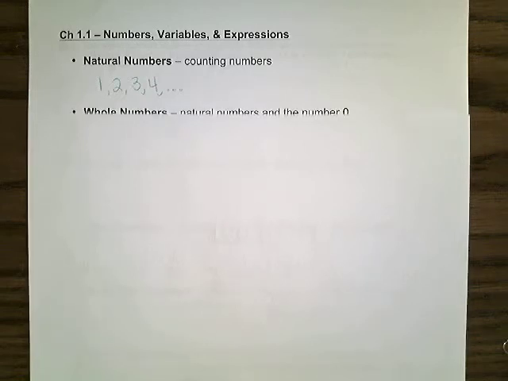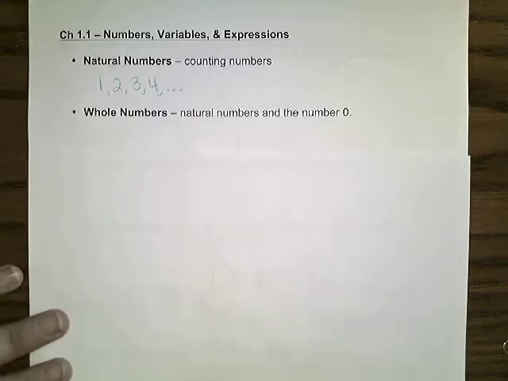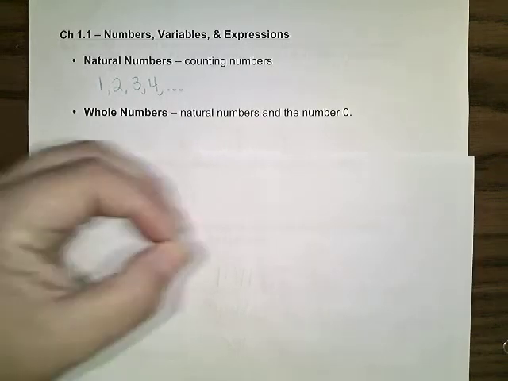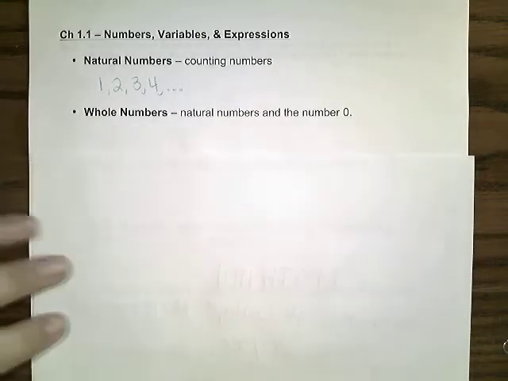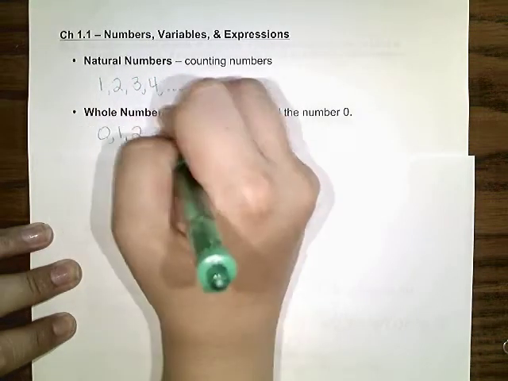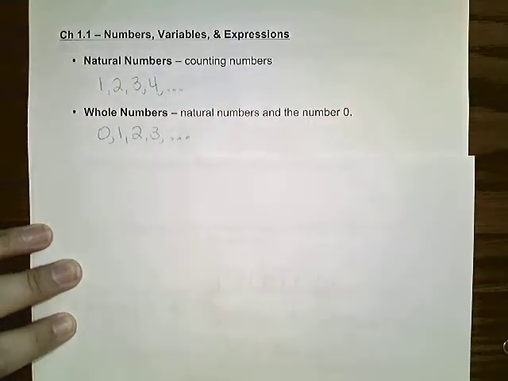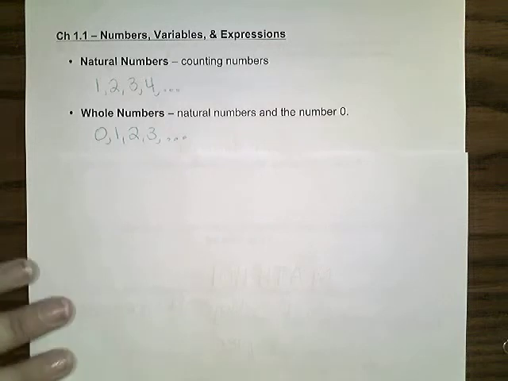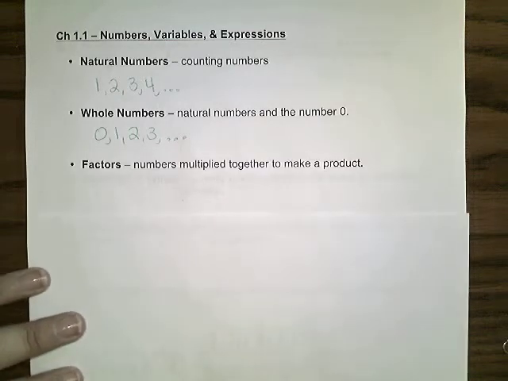After natural numbers, we have these things called whole numbers. And whole numbers are all of your natural numbers and the number 0, kind of like a whole, right? 0. So we have 0, 1, 2, 3, and so on and so forth as part of our whole number family.